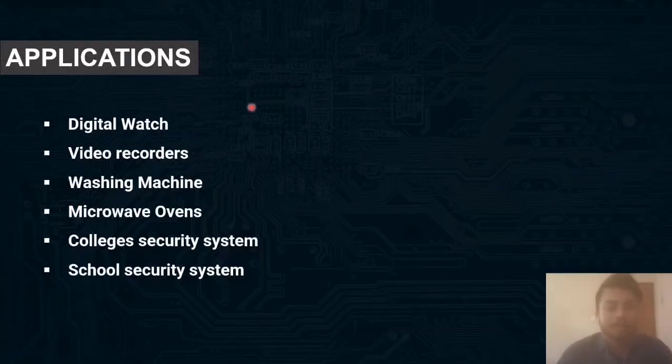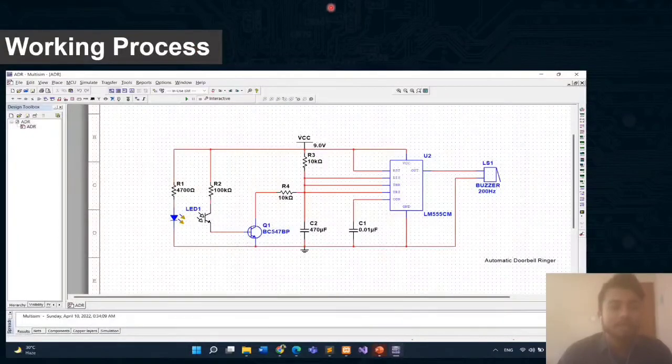We have some applications for the automatic doorbell ringer, like digital watches, video recorders, washing machines, microwave ovens, college security systems and school security systems. We can use this application for the automatic doorbell ringer. My next presentation topic is the working process.